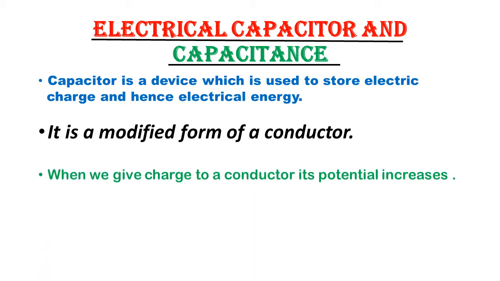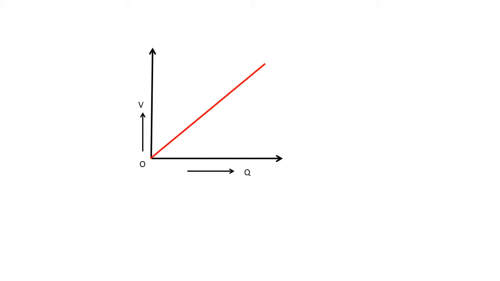To understand the concept of capacitor, we charge a conductor by an amount Q. Suppose if Q charge is given to a conductor, and it raises its potential by an amount V, then Q is directly proportional to V. From this graph also we can see the linear relationship between charge supplied and potential raised in that conductor. It is linear.